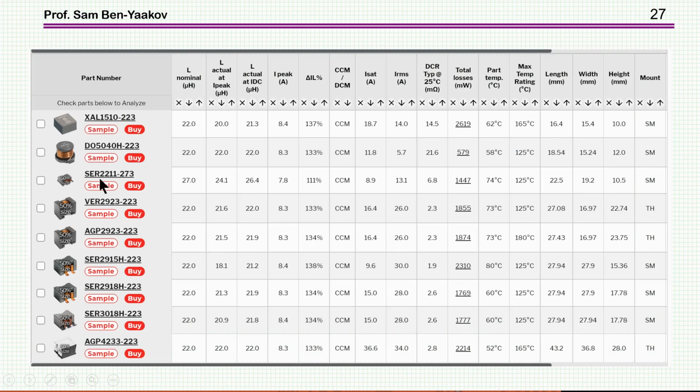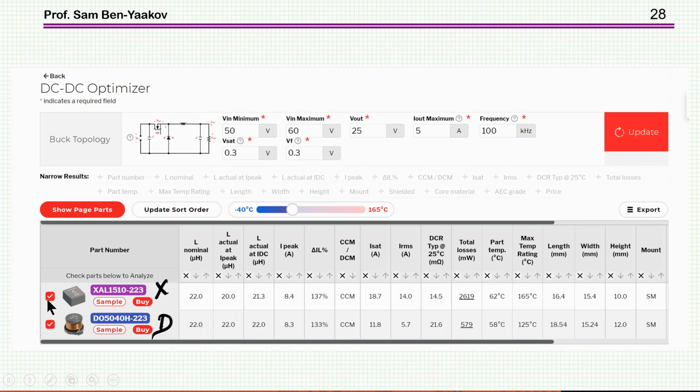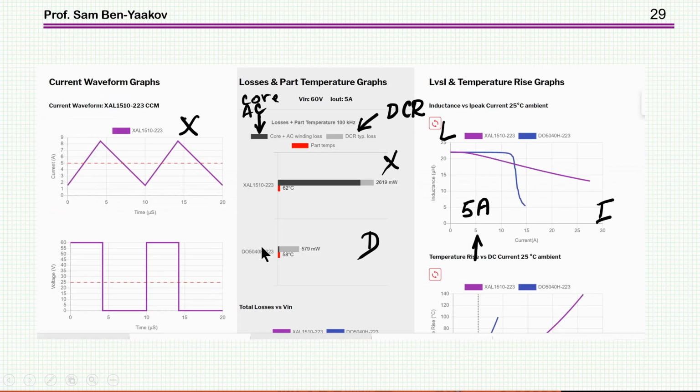But nonetheless, I can choose this and run a more detailed simulation, which I did. So I've chosen these two. Now this I'll call X. This is the potted version, and this is the open version. This is probably carbonyl iron, a powdered material, and this is probably a ferrite. I call this X, I call this D. Again, here I see the same thing, which is kind of unexplained. And now I'm getting these plots. So first of all, let's have a look at the ripple that they are showing.